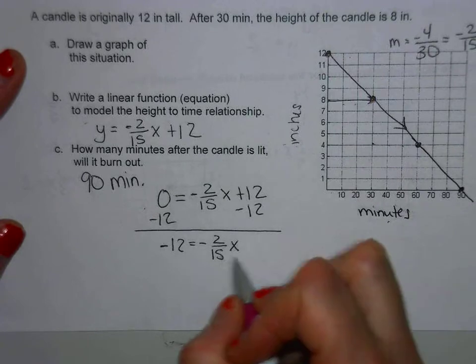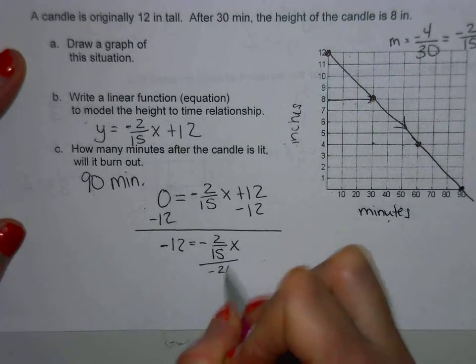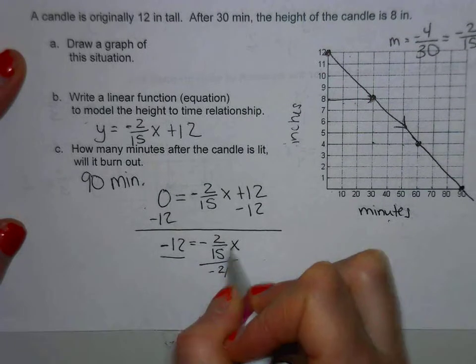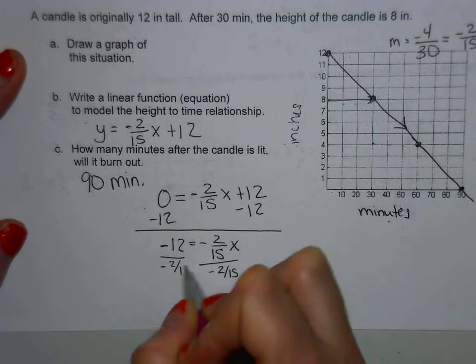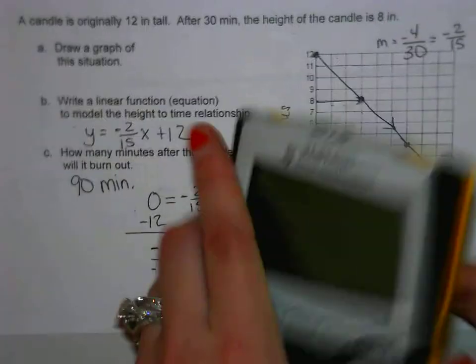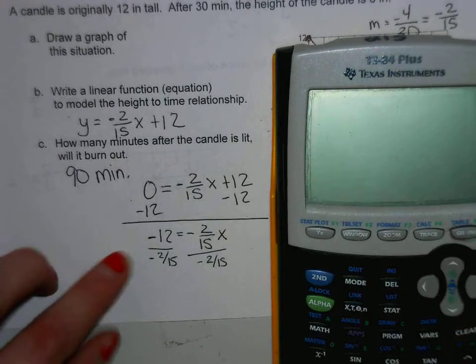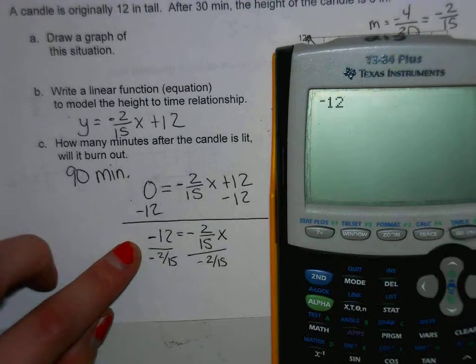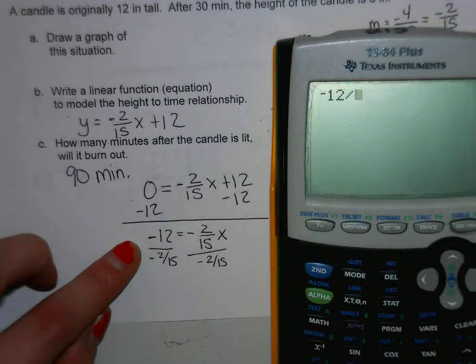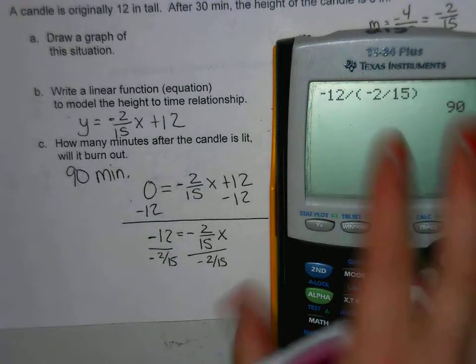So now, in order for me to solve for x, I'm going to divide both sides by negative 2/15, because right now I'm multiplying it to x. So if I take my calculator, we have negative 12 divided by negative 2/15, which equals 90.